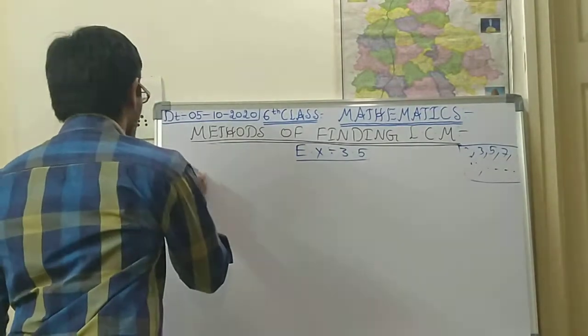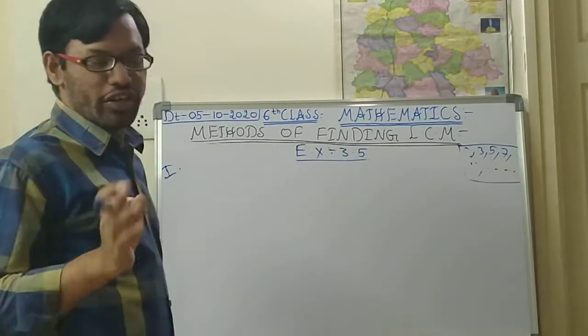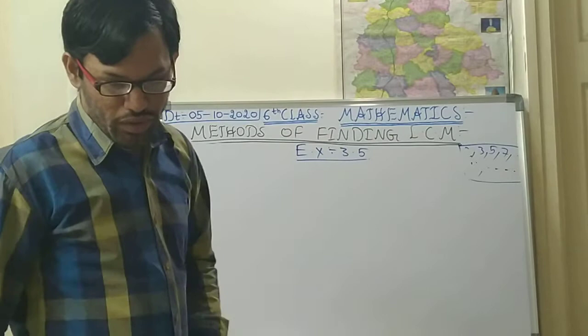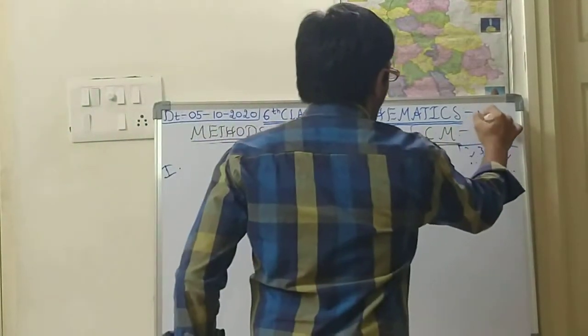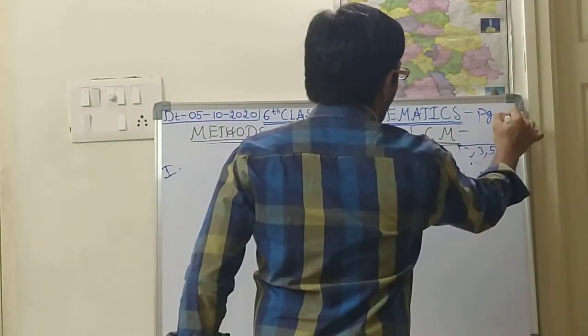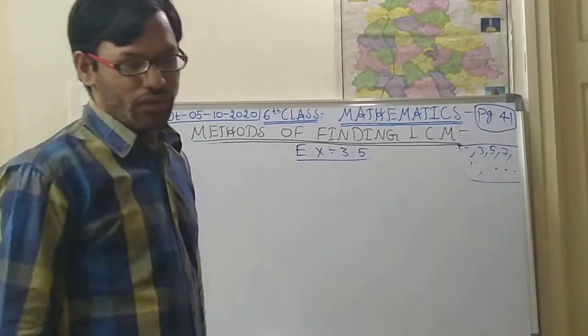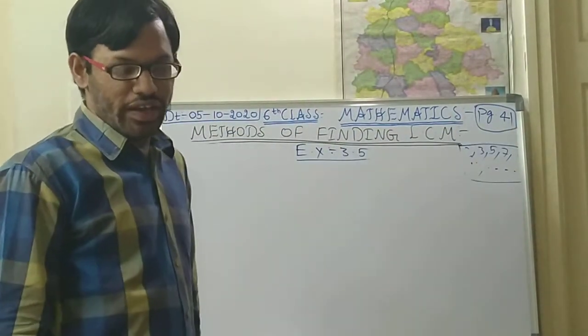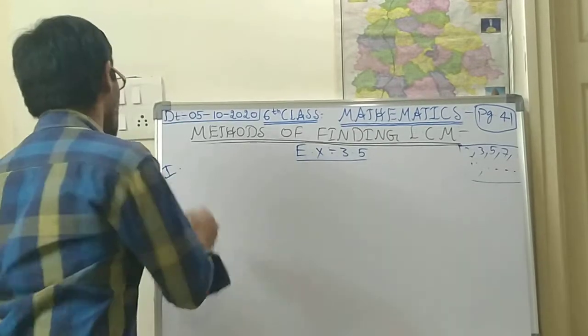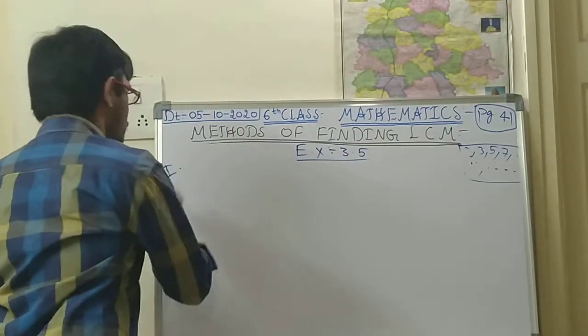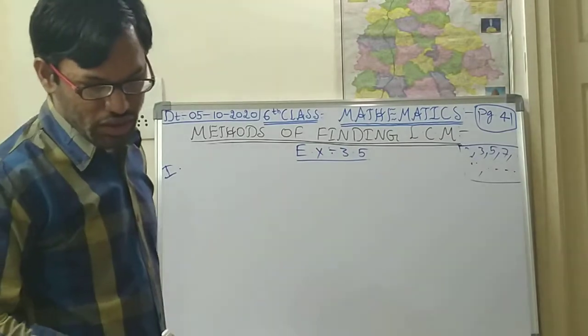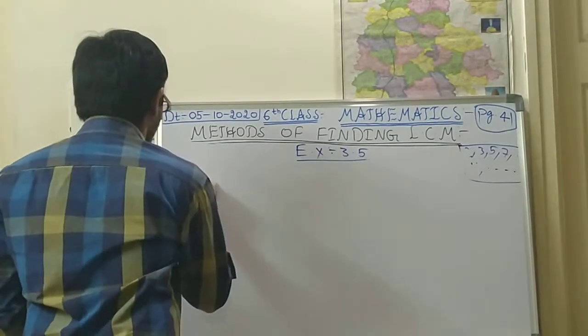I am not writing the question mark because you have it in your textbook. Exercise 3.5, in my textbook the page number is 41. In your textbook, check the methods of finding LCM, exercise 3.5. Here in the first bit, I am explaining the fourth problem. See the fourth problem.